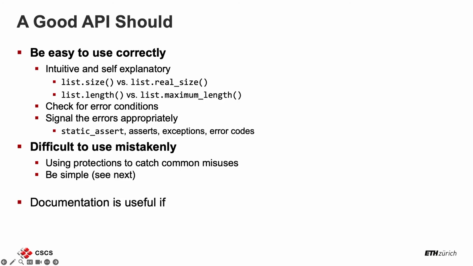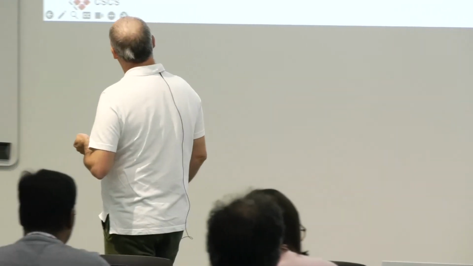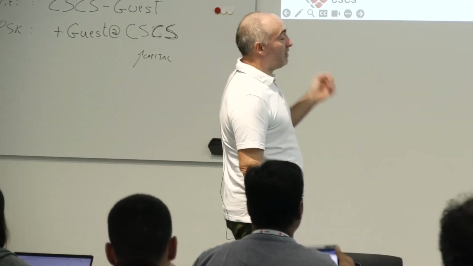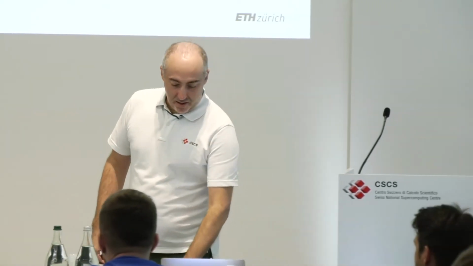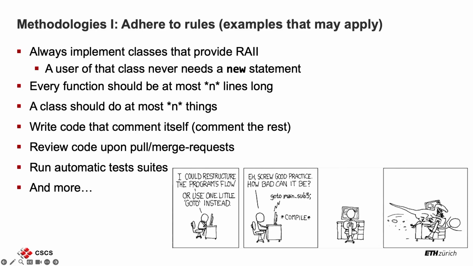And one may say, well, I have my API. I have written three HTML pages about list size and list real size. People should go there and read that before using my API. And I guess you know that you're not going to do it, so your users even less. So, tricky. You need to adhere to rules.